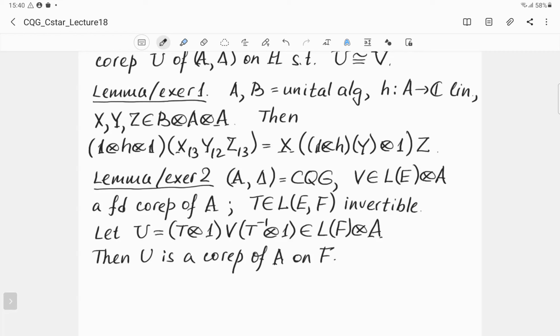So this is a simple, useful way of producing new co-representations. And of course, if we look again at the definition of U, we conclude that T is an isomorphism from V to U, simply because this equality is actually one of the equivalent definitions of an isomorphism of co-representations.